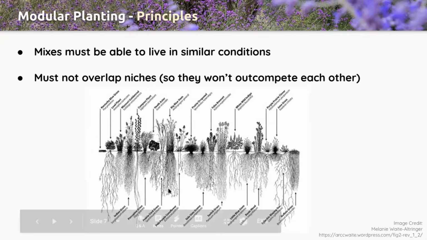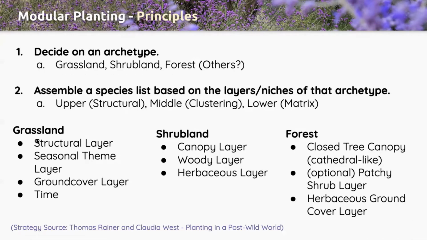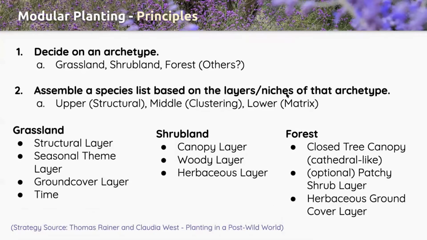And they all kind of take light from different locations, so they don't compete with each other. They can kind of go next to each other. So when you're looking at one of these archetypes, like a grassland, you're going to look at all the layers or niches of that archetype. So you have grassland, shrubland, and forest. Those are three very simple ways to organize this. You can explore different ways if you like, but these are some of the established and researched ones.